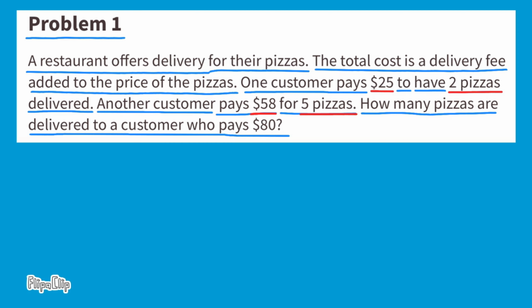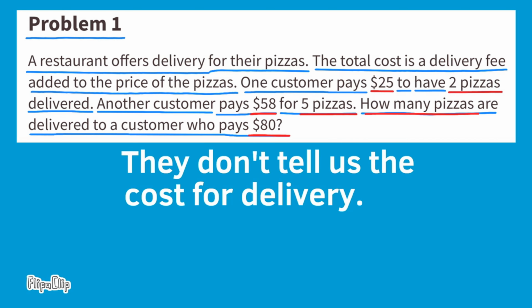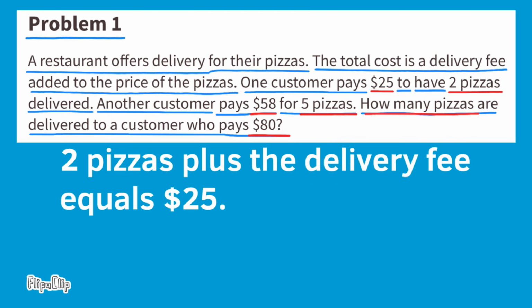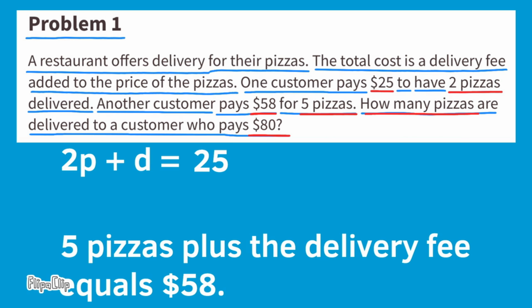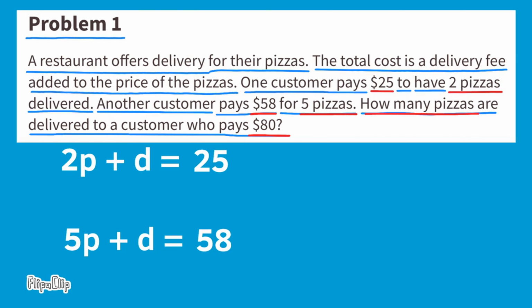Some of the key information is $25 for 2 pizzas, $58 for 5 pizzas, and a question mark or an unknown amount of pizzas for $80. But they don't tell us the cost for delivery. The cost for delivery is unknown. 2 pizzas plus the delivery fee equals $25. 5 pizzas plus the delivery fee equals $58. 2 pizzas plus delivery equals $25, or 2p plus d equals 25, and 5p plus d equals 58.